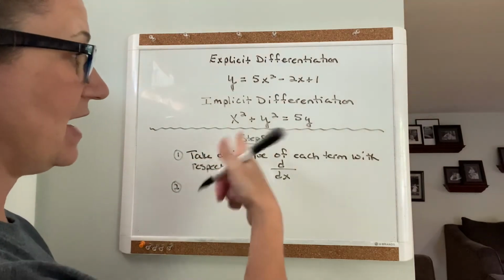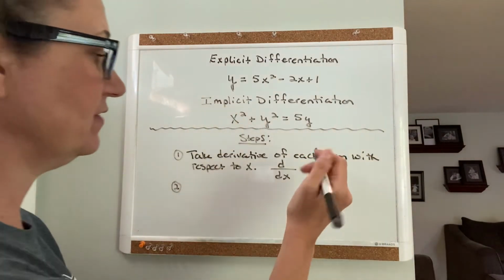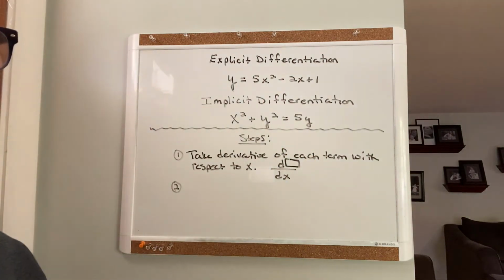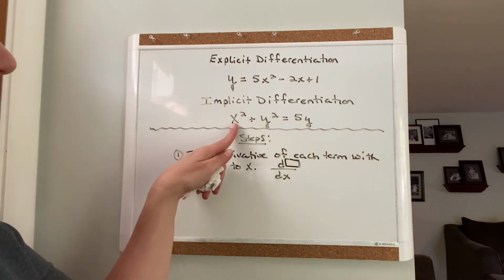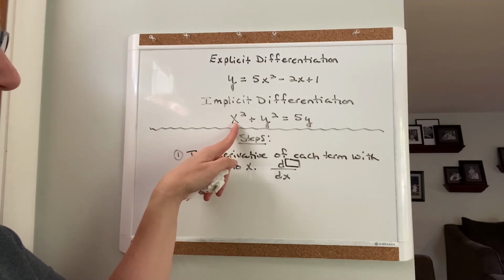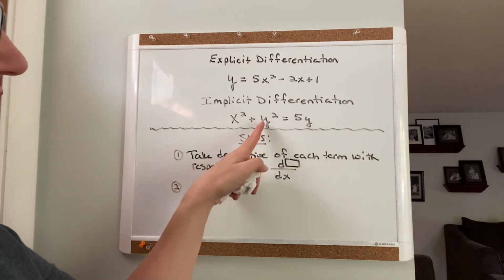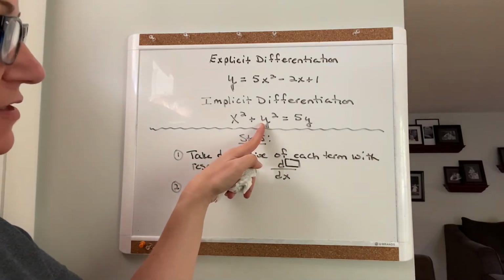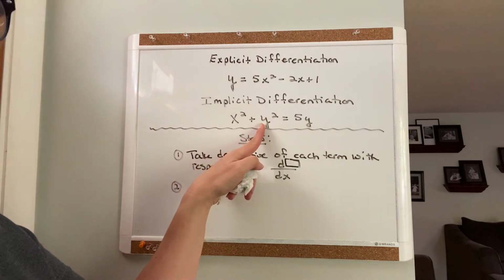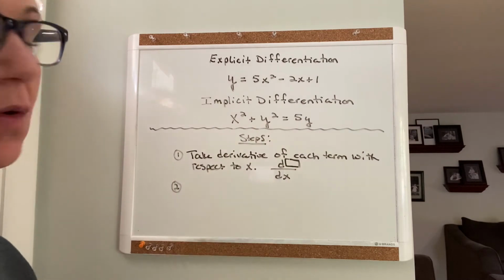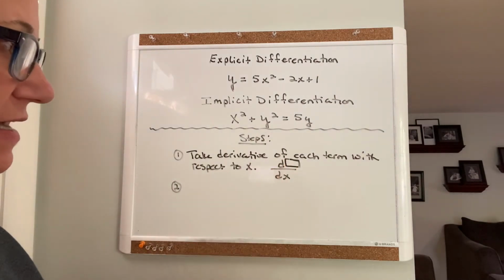Now as we do that, when you take the derivative of each term, there's actually going to be another letter right here in the numerator. If the term involves x, that means you're taking the derivative of x with respect to x. This box would have an x in it. If we were taking the derivative of this term, y squared, we're taking the derivative of y with respect to x. So this little box would have a y in it. It would be dy/dx.